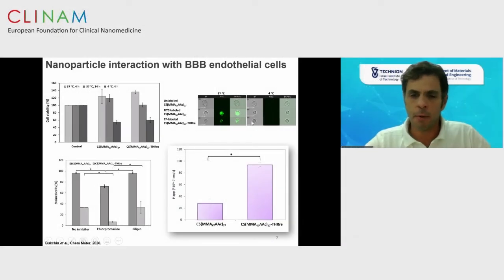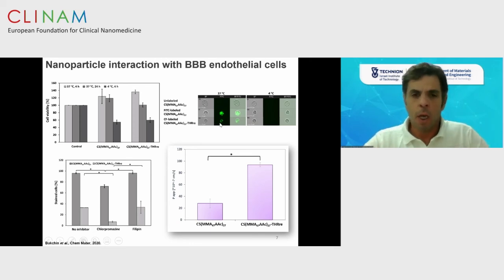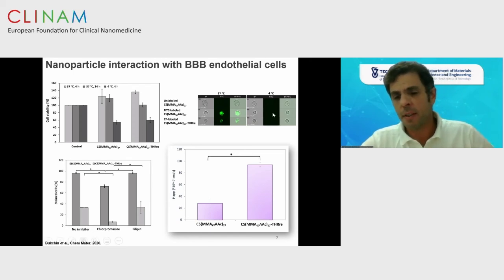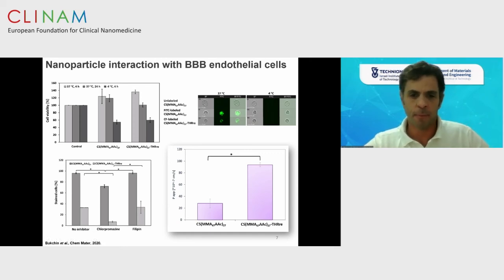This is imaging flow cytometry with the BBB endothelial cells. At 37 degrees, when the nanoparticles are fluorescently labeled in green, you can see that the nanoparticles are taken up. You can quantify how many cells out of 100 are stained, and even the intensity of the fluorescence, and by doing so, compare the potential contribution of the modification to the uptake. At 4 degrees centigrade, we cannot see fluorescence, which suggests that the internalization pathway is energy dependent.